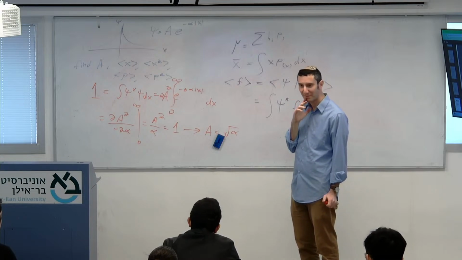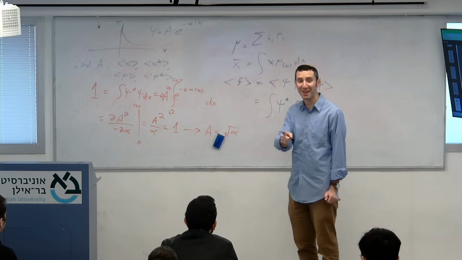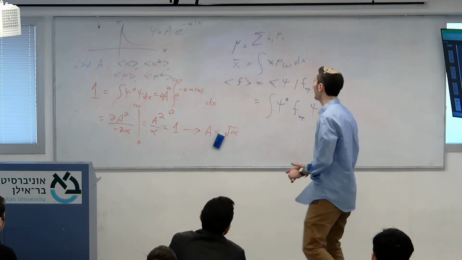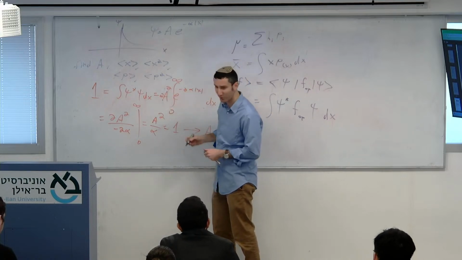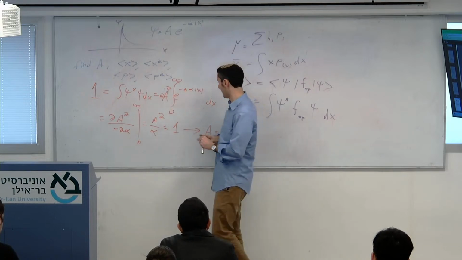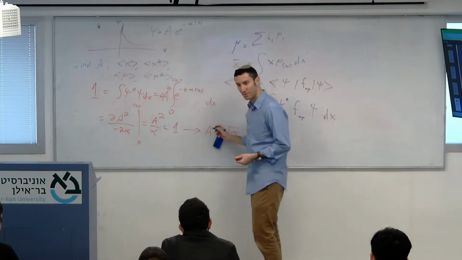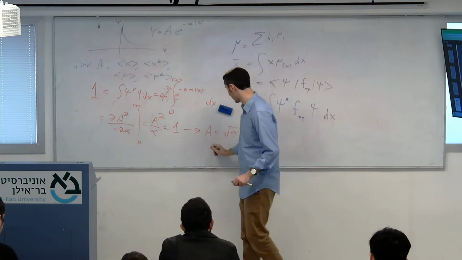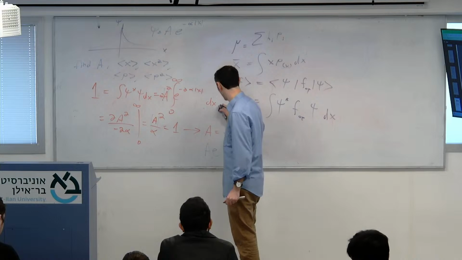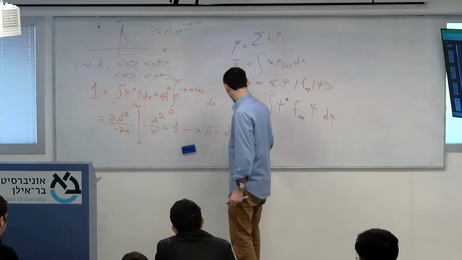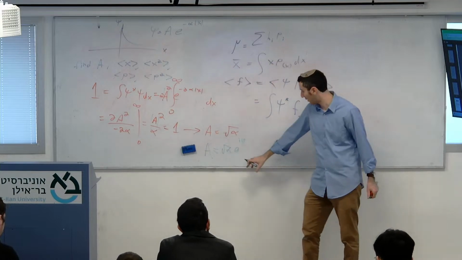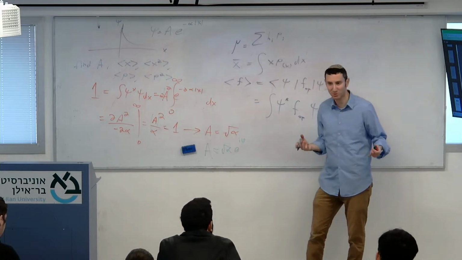A can be a complex number. Yes, a can be a complex number. So here it's not just a squared, it's the absolute value of a squared, right? And it stays here. A can be square root of alpha, but a could also be square root of alpha times e to the i phi. It can have a phase.